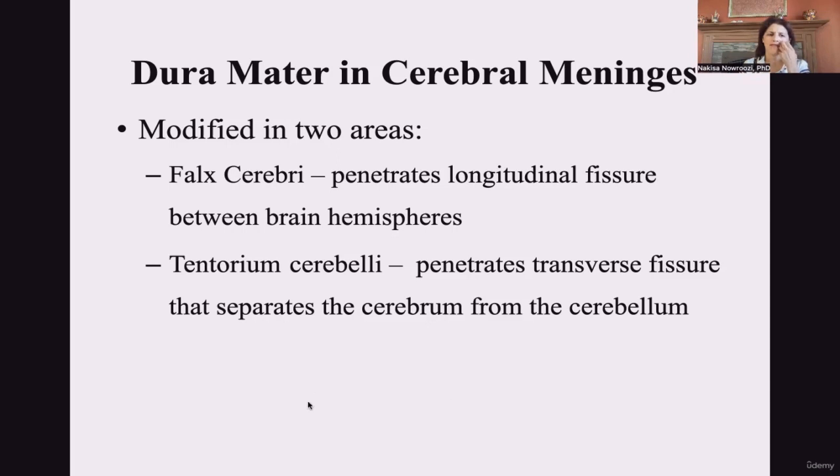One is called the falx cerebri, which penetrates the longitudinal fissure, which is between the two brain hemispheres, and the tentorium cerebelli, which penetrates the transverse fissure, which is between the cerebrum and cerebellum. So these are the two modifications that you have in this protective layer of connective tissue, which is called cerebral meninges. Falx cerebri penetrates the longitudinal fissure between the two brain hemispheres. Tentorium cerebelli penetrates the transverse fissure that separates cerebrum from cerebellum.